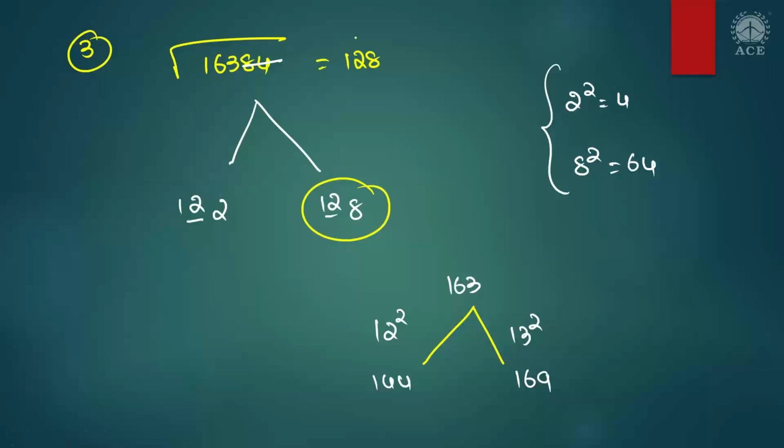I'll give one example with close to the lower value. These two examples, the second and third one, are both close to the higher value. So we'll see one example related to close to the lower value also, so that you have an idea how to handle the question. Now, the square root of 23,409.